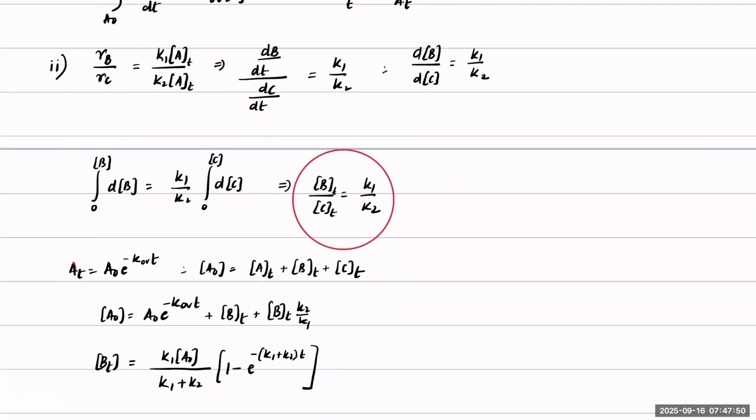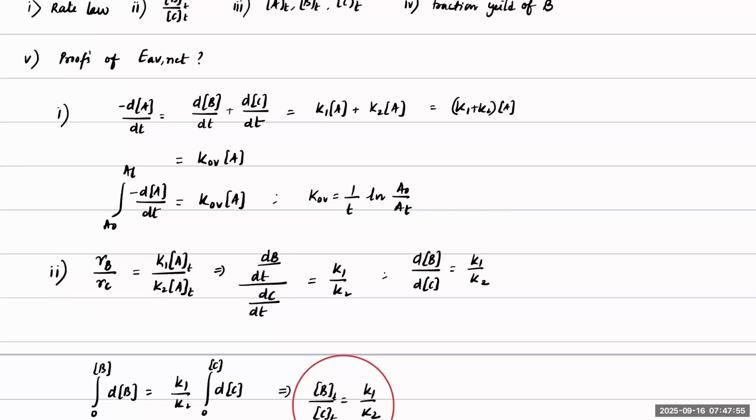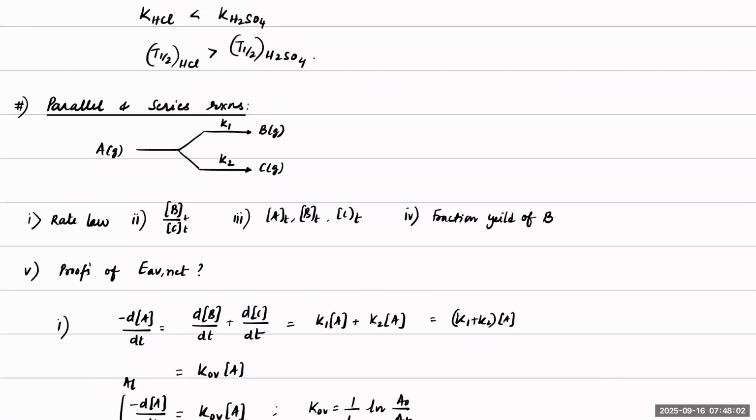Sir, in the first step, why did we take it as first order? Where? Here. Suppose there is a loss of A, let's say A is losing 5 moles in total. Out of which 2 moles it is lost to B, 3 moles it is lost to C. Correct? So how do we write the rate of change of A, beta? We'll write it as 5 moles changing with respect to time. Correct?